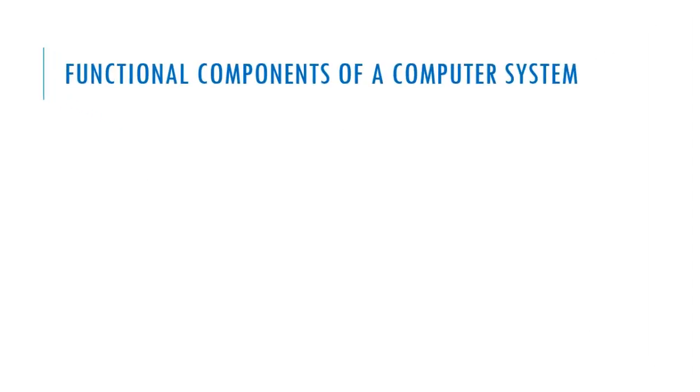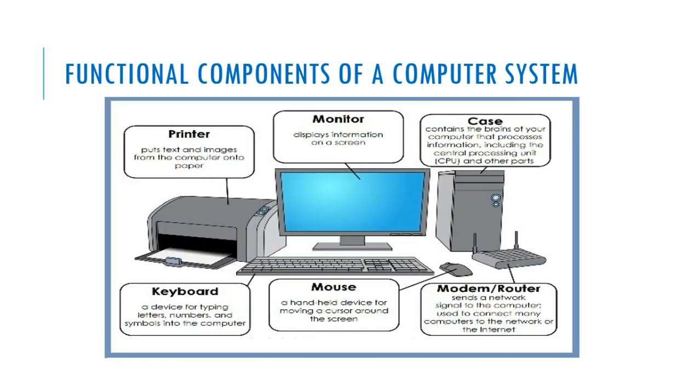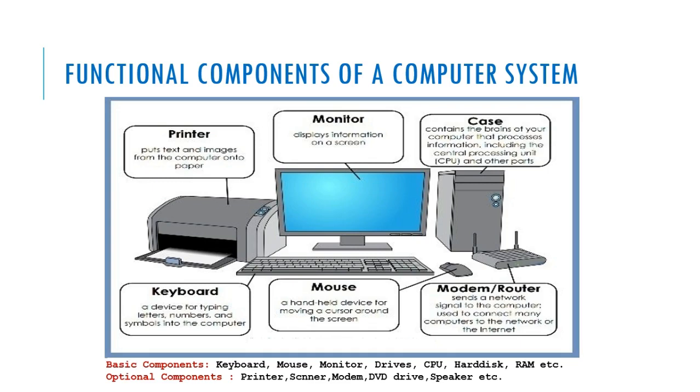Now let's see the functional components of the computer system. See this figure. In this figure, there are different components of the computer system shown. So basically there are two categories of components. One is the basic components, including the keyboard, mouse, monitor, drives, CPU, hard disk, RAM, etc. And the second category is the optional components: printer, scanner, modem, DVD drive, speaker, etc. These component parts are not so essential, and without them we can still work on the computer system, but basic components are very essential, and without them we cannot work on the computer system.